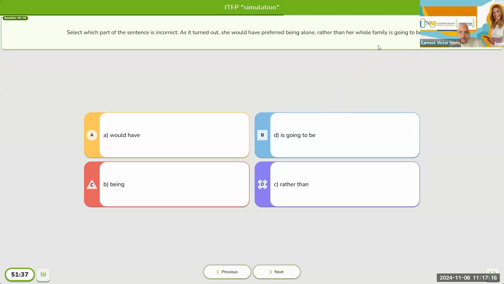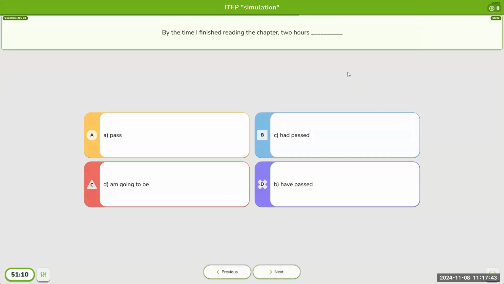What is the incorrect one? Going to be. Which one? Oh, it's going to be. Read the text and the context, the structure of the sentence, and you get it. Okay, very good. Next, very easy. 3 seconds. By the time I finish reading the chapter, 2 hours had passed. B. Had passed. Excellent. Very good.